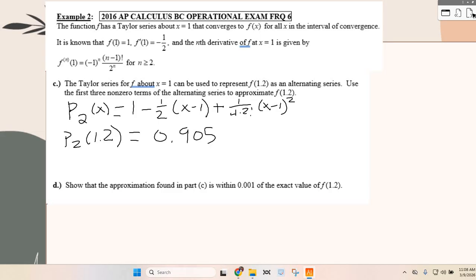And so that's my approximation. What is the last part asking us for? Error. How do I find error? I'm looking for my r sub 2, right? My remainder, you could also put e, because remainder, error, same thing. You could also put f of 1.2 minus p sub 2 of 1.2, because it's my actual minus my approximation.